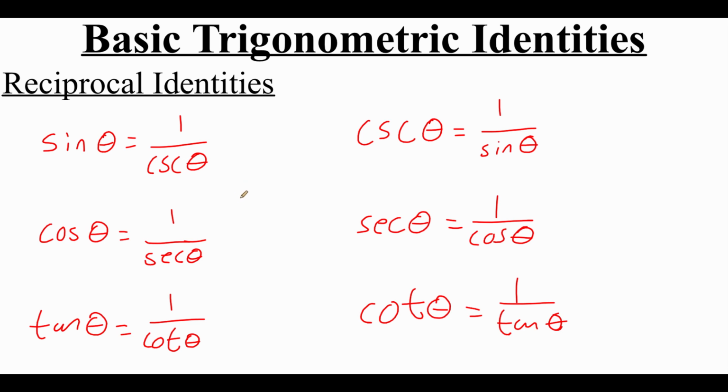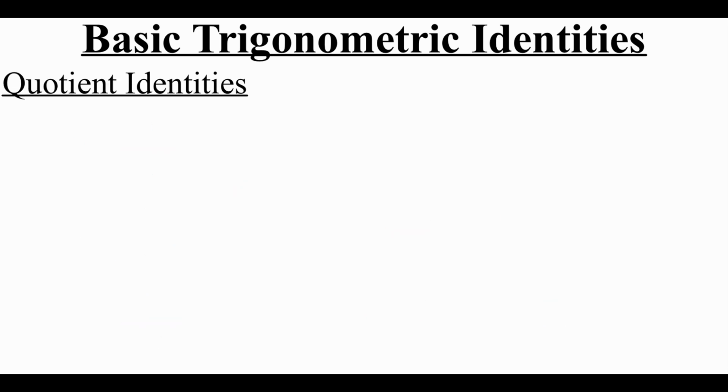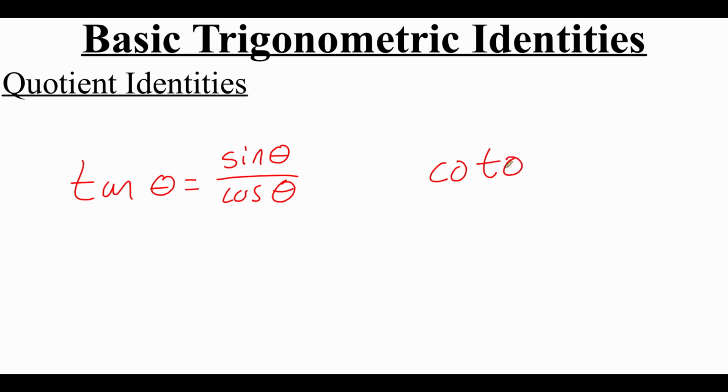relationship. The next set of identities that we're going to take a look at are called quotient identities. And a quotient means that we're going to be making a fraction. There are two separate quotient identities. One of them deals with the tangent of theta. One way to find a tangent using other trig identities is by taking the sine of theta divided by the cosine of theta. We've also got a quotient identity for the cotangent of theta.